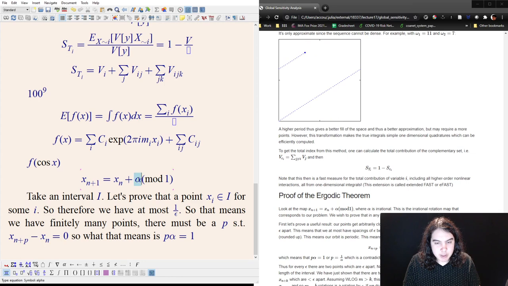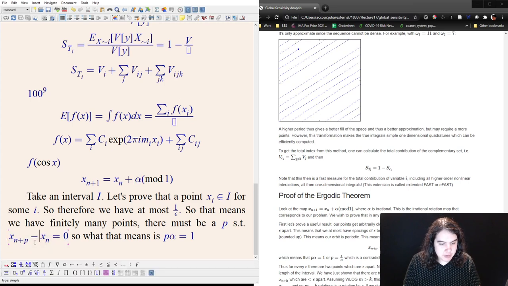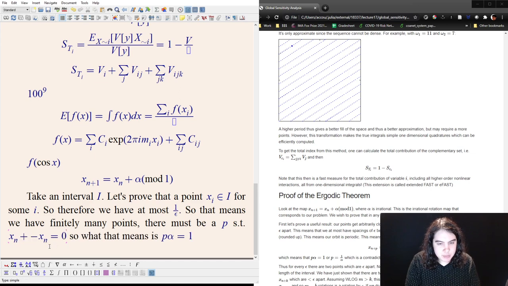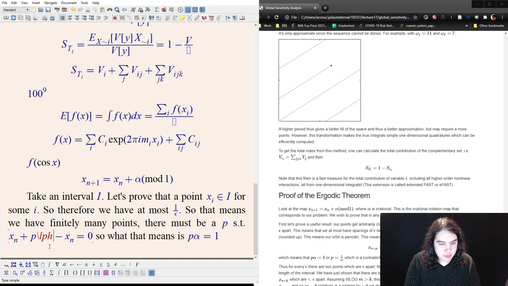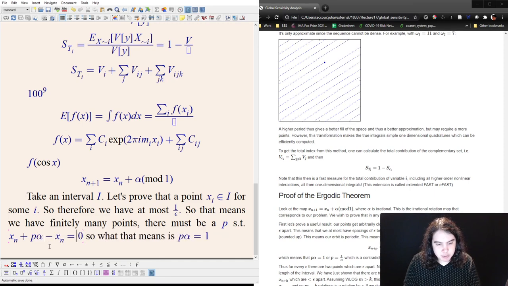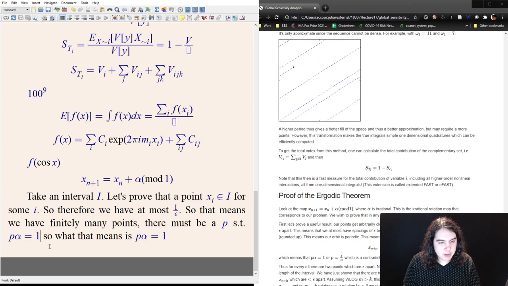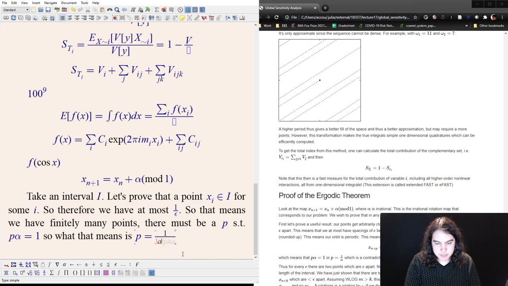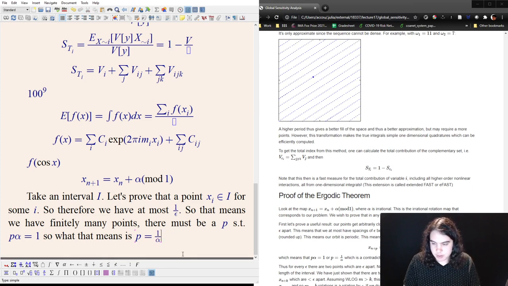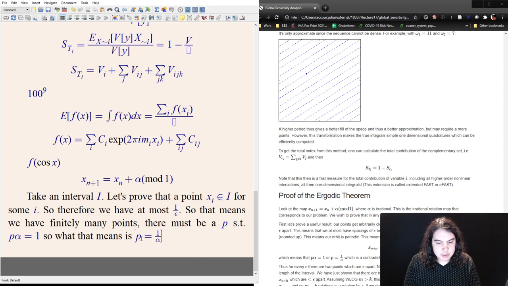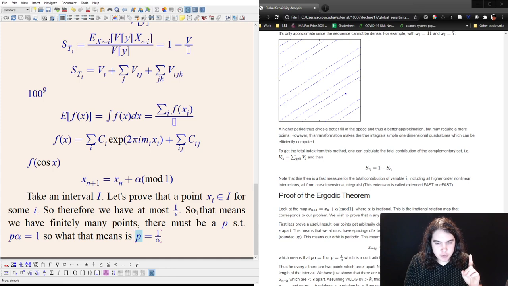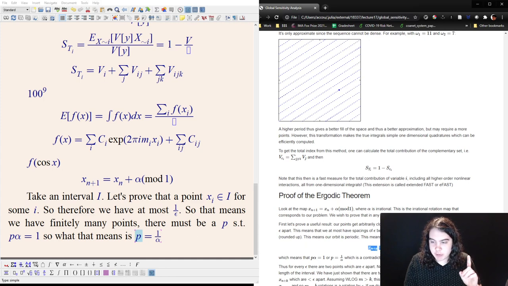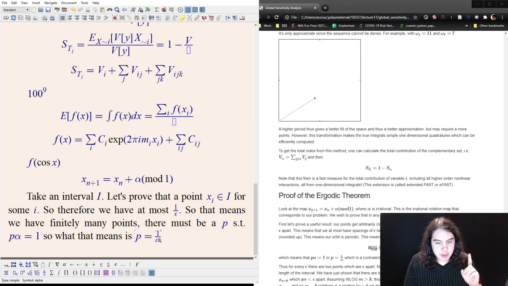And so what ends up being this extra term here is, you know, this is x sub n plus p alpha, which equals 0, mod 1, right? So this is the nice case of mod 1. So what that means is then that we have that alpha equals, or p equals 1 divided by alpha. Which means that this integer, for how many times it takes to go back around and hit the same point, is equal to 1 divided by alpha.